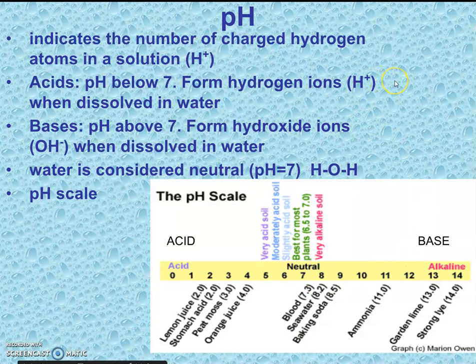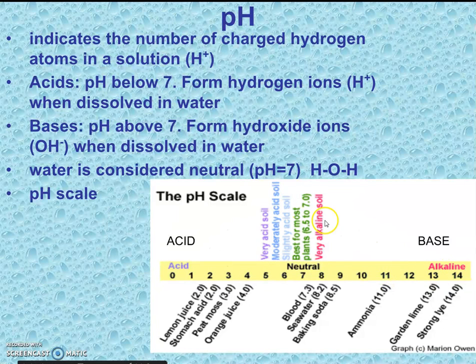pH actually indicates the number of charged hydrogen atoms that are free in a solution. So if there are many hydrogen ions free, then it will be acidic. If there are not many free, and there are actually hydroxide ions, which is this one here, free, then we have a base.